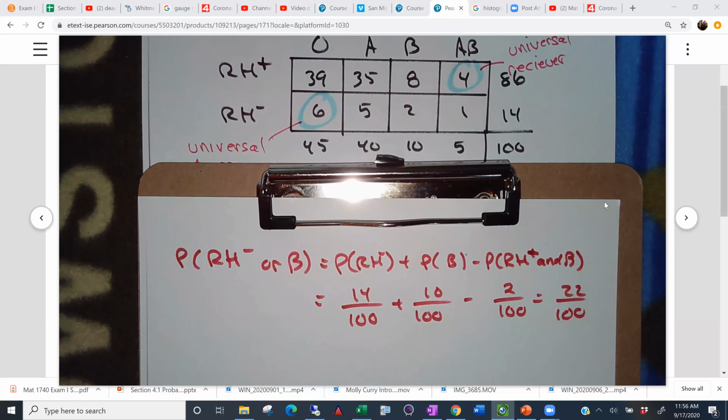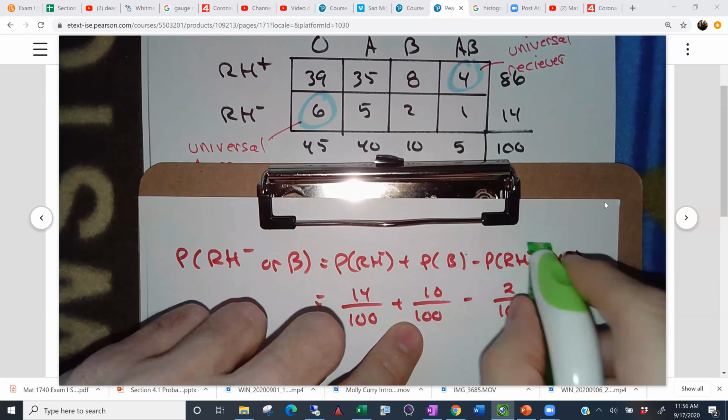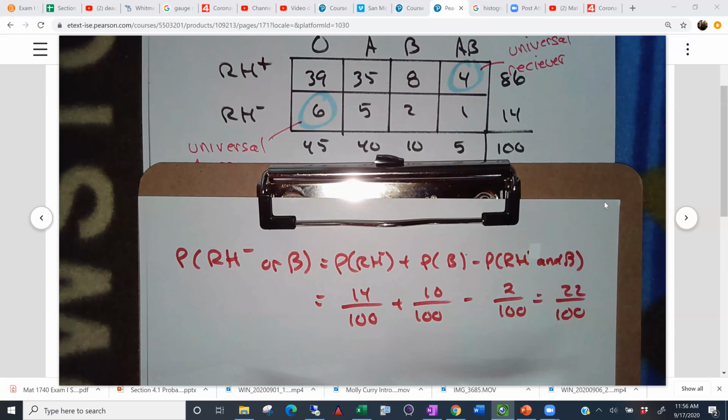I have a quick question. Yeah, please. Right at the end of your top part, you have P of RH positive and B. Is it supposed to be negative? I tried to make it a negative, but yeah, it's a negative. Okay, just checking. Anything else?